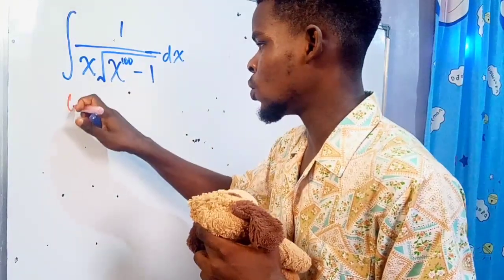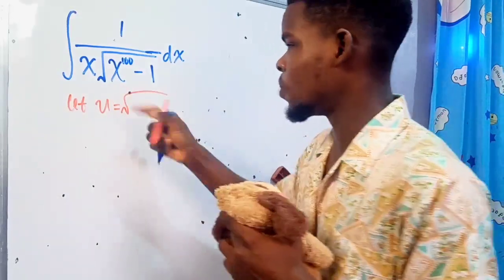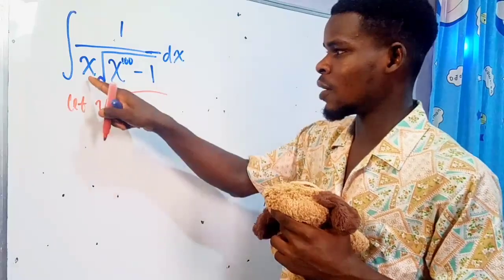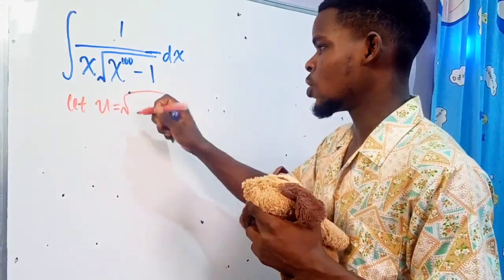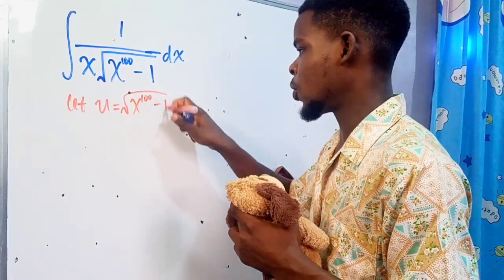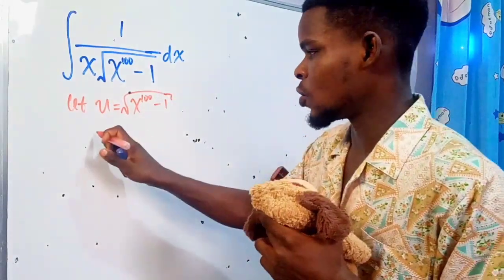So I'll say let u be the whole square root. It wouldn't make any sense for me to say u should be the inside, since there'd be nothing to cancel out, or neither the outside, right? So let's just say u is the whole of that square root of x raised to the power of 100 minus 1. Since we have that to be u, the next thing is to differentiate that.